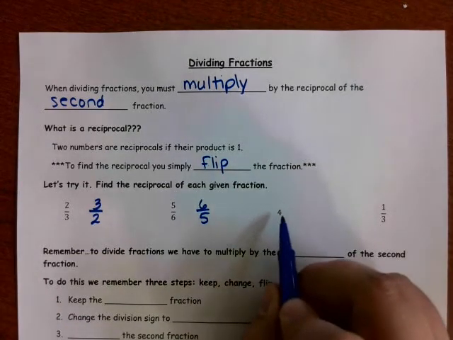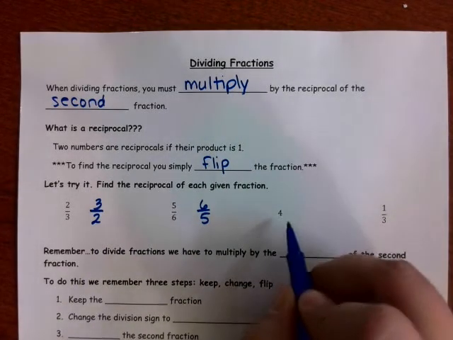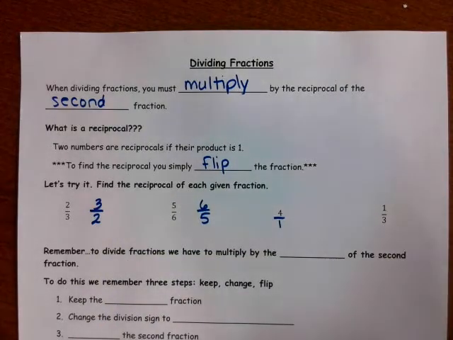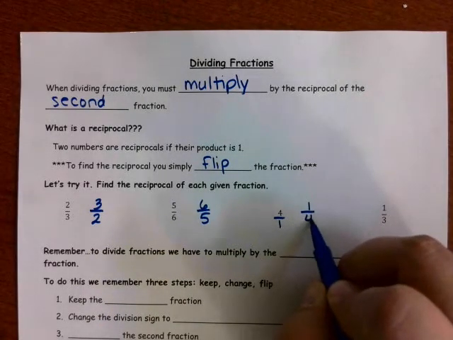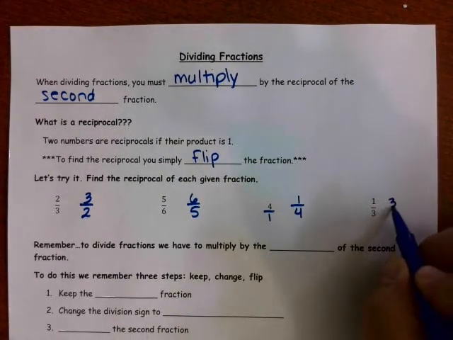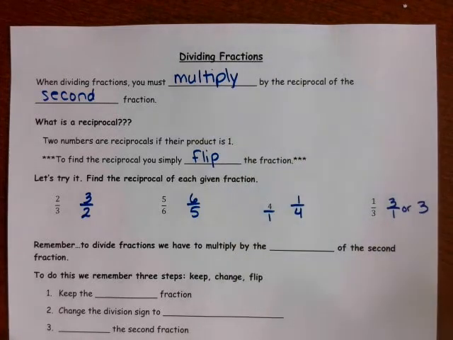Now this one's a little bit tricky because it's a whole number. So first of all, we have to make a whole number a fraction by putting a 1 underneath it. That's how you make any whole number a fraction. And now we can flip it to get the reciprocal of 1/4. And the last one is 1/3, so the reciprocal would be 3/1, or you could simply say it's 3.